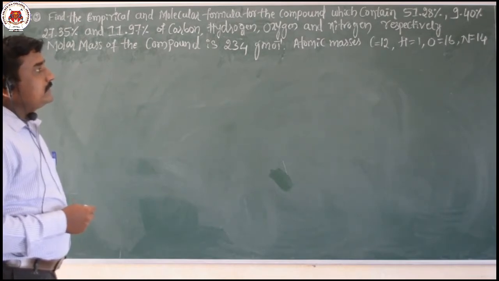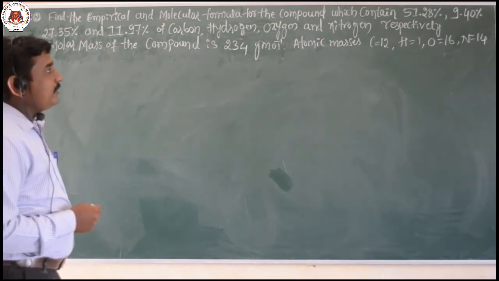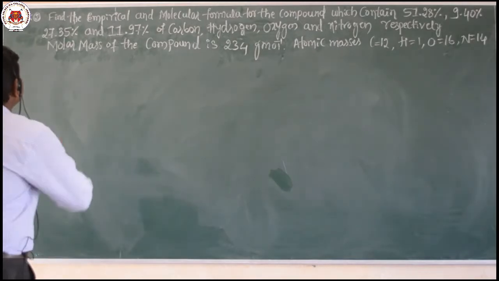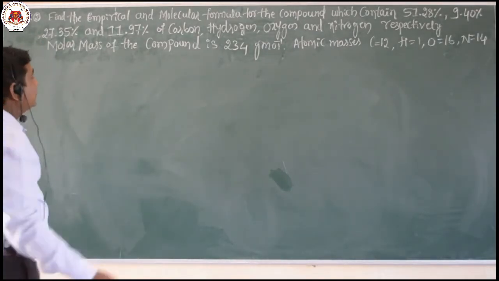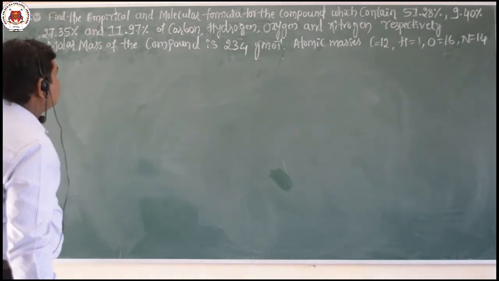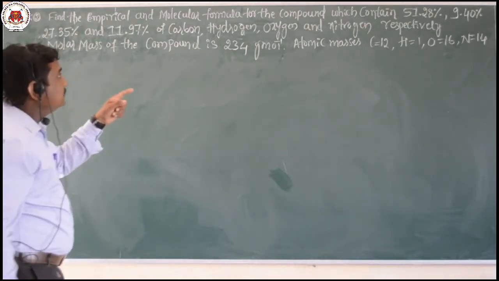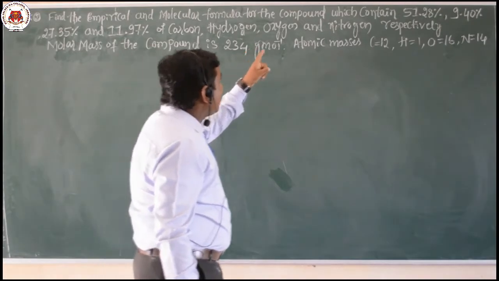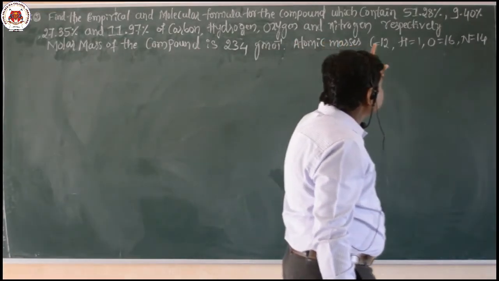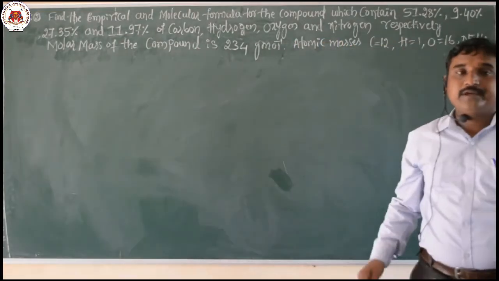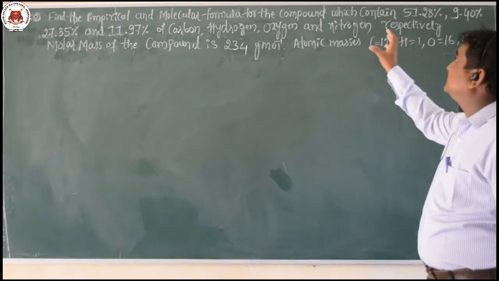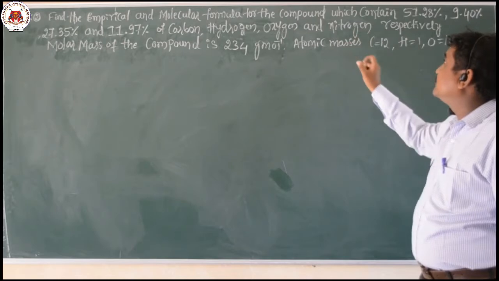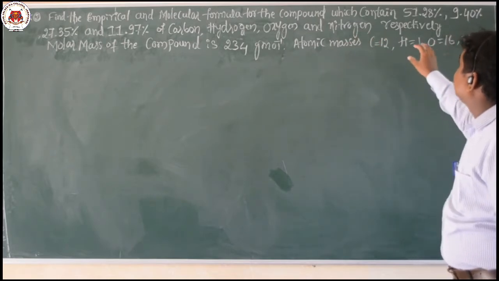51.28%, 9.40%, 27.35% and 11.97% of carbon, hydrogen, oxygen and nitrogen respectively. They are given the percentage of carbon, hydrogen, oxygen, nitrogen respectively, their values.